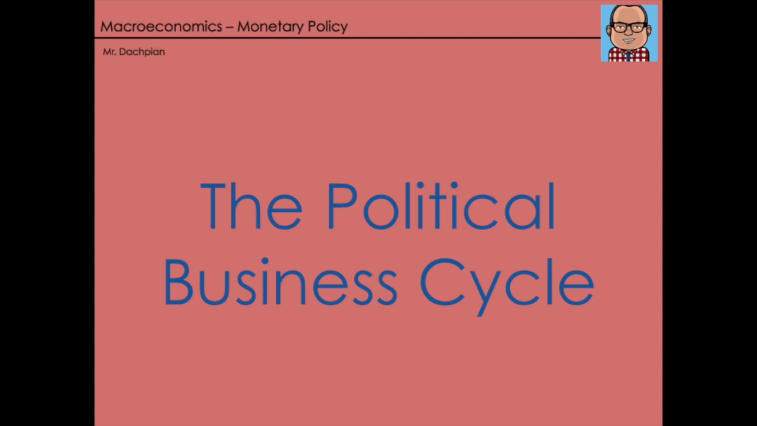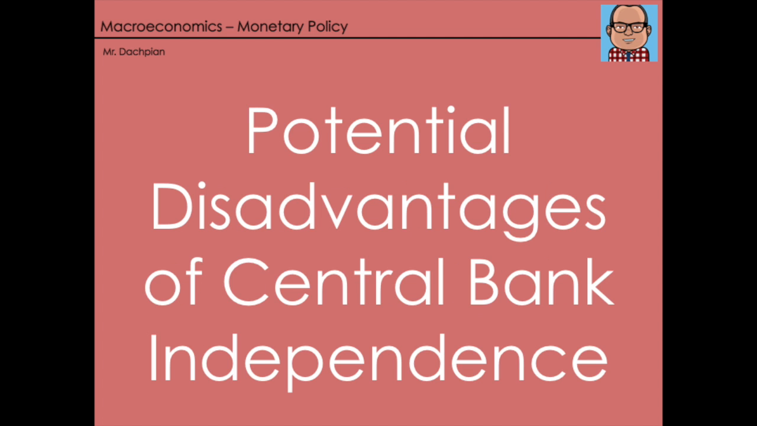The political business cycle is a business cycle caused by politicians' use of economic policy just before an election. Incumbents would find it in their best interest to lower unemployment and raise GDP just before an election, then slow the economy down after. One disadvantage of central bank independence is that it can be taken too far.